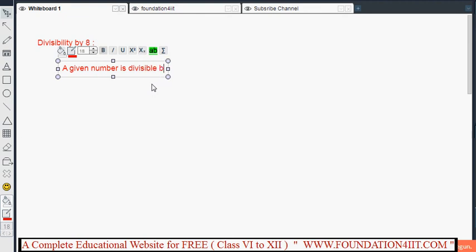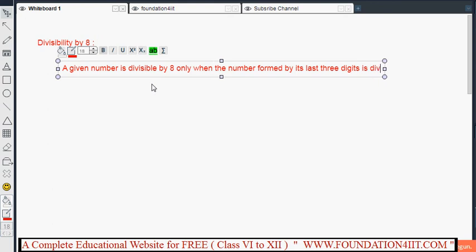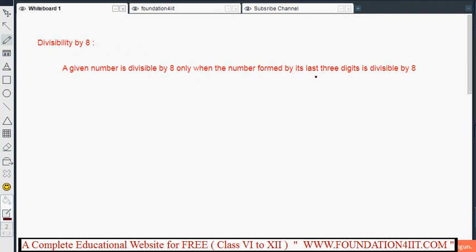A given number is divisible by 8 only when the number formed by its last three digits, meaning the ones, tens, and hundreds place digits, is divisible by 8. So we need to verify the last three digits for this one. Let me give an example here.